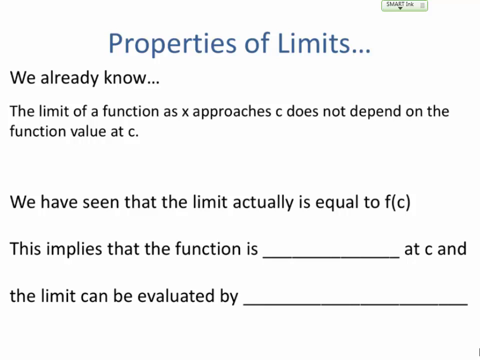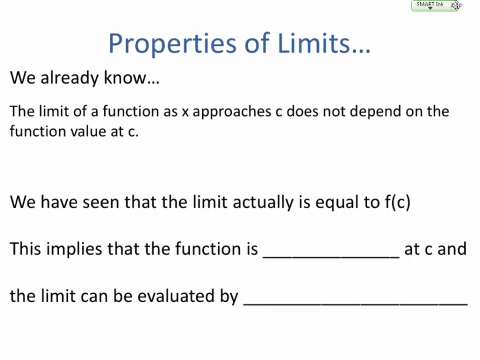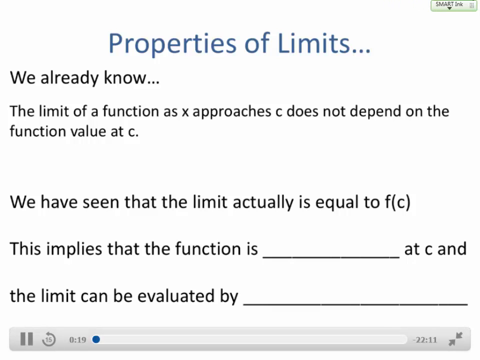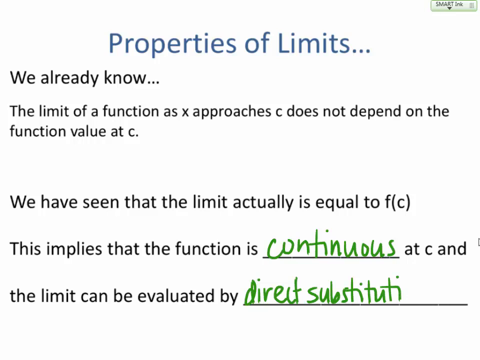Alright, so first of all, we already know that the limit of a function as x approaches c does not necessarily depend on the function value at c. However, we have seen that the limit actually is equal to f of c sometimes, and this implies that the function is continuous at c. This also means the limit can be evaluated by a method called direct substitution. And you're all familiar with what substitution is.